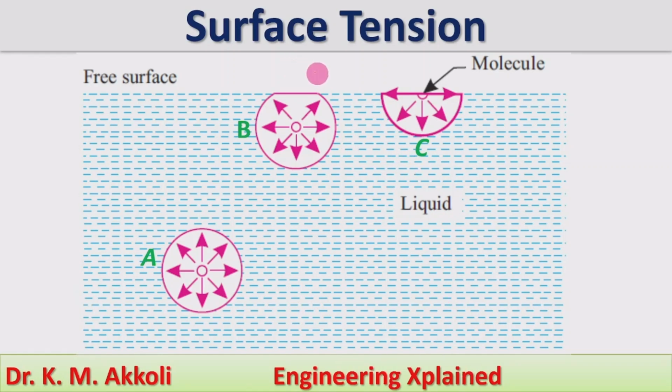In this session, I am going to explain surface tension. Surface tension is one of the properties of the fluid in fluid mechanics. About this surface tension, its definition, its units, and how that surface tension acts on the fluid, I am going to discuss in this session.